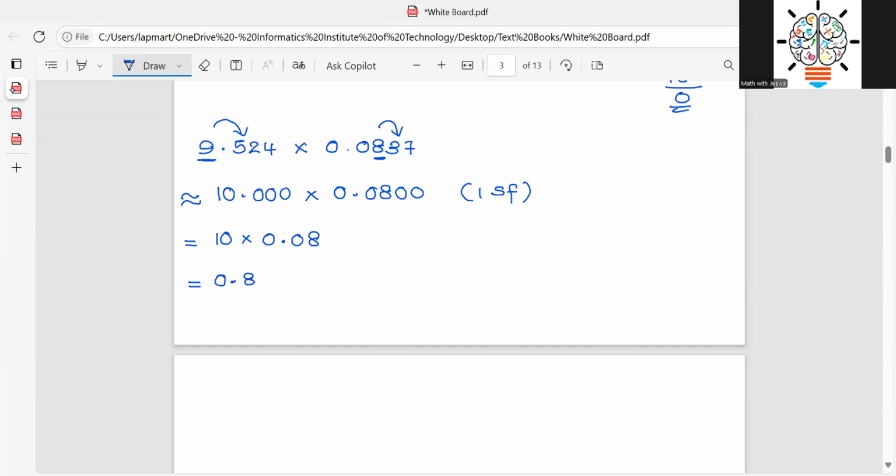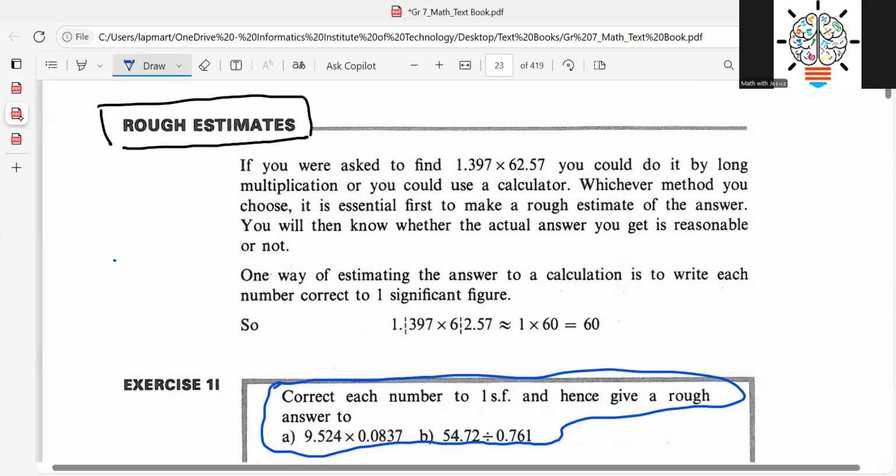Hope it is clear. Before going for the calculation, what I did, children, I converted the given numbers into first significant figures. 9.524, when I correct to the first significant figure, becomes 10. 0.0837, when I convert to the first significant figure, is 0.08. Then I multiply them together and got the answer, right? So this is part A, the rough estimate.